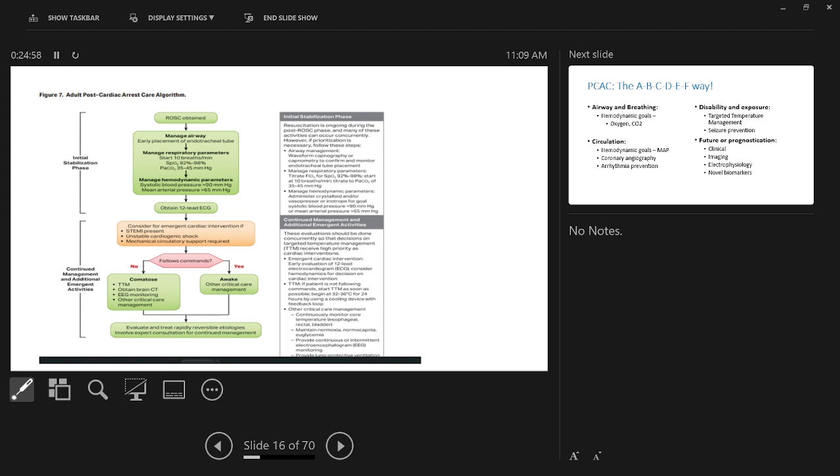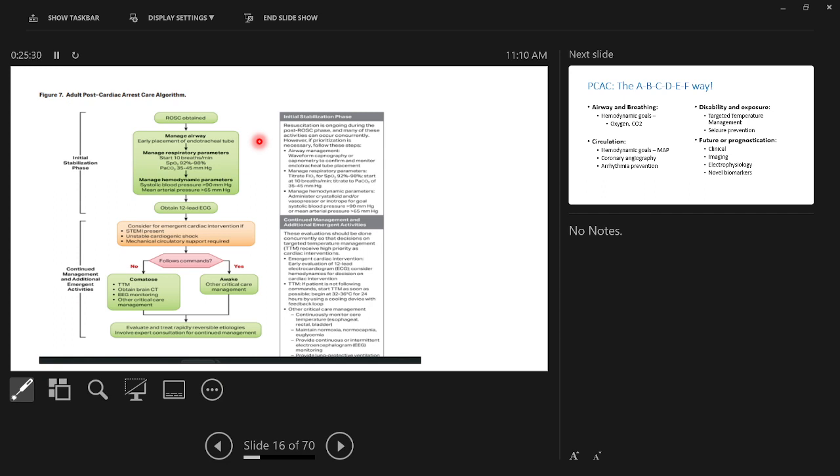Then the 2020 ACLS guideline has provided an algorithm for adult post-cardiac arrest care. This is the algorithm. It starts with the initial stabilization phase and continued management with additional emergent activities. When ROSC is positive, initially we have to manage the airway, breathing and circulation. In our ED, we mostly do horizontal resuscitation. If we can do horizontal resuscitation, we can do all the things simultaneously, so we will stabilize the patient earlier.